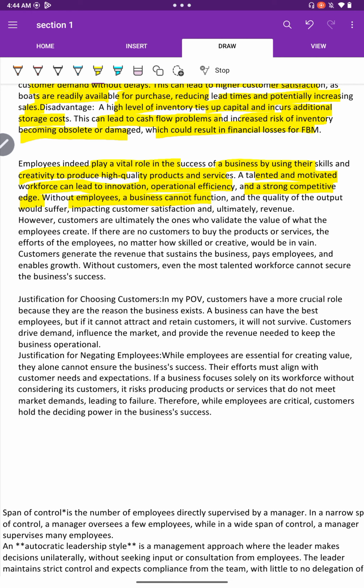Without employees, a business cannot function and the quality of the output would suffer, impacting customer satisfaction and ultimately revenue. However, customers are ultimately the ones who validate the value of what the employees create. If there are no customers to buy the products or services, the efforts of the employees, no matter how skilled or creative, would be in vain. Customers generate the revenue that sustains the business, pays employees, and enables growth. Without customers, even the most talented workforce cannot secure the business success.